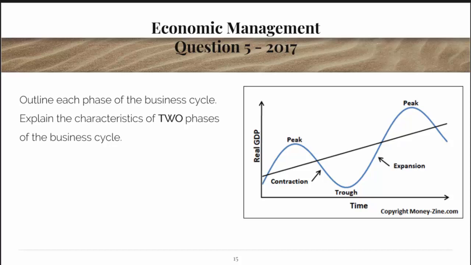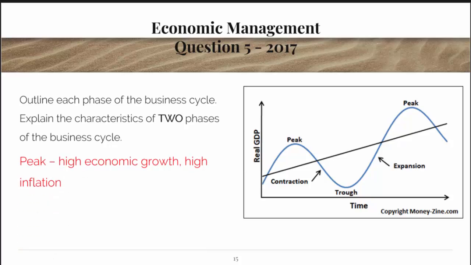Now I'm turning my attention to the second part, part 2, which looks at economic management. And here's a question. Outline each phase of the business cycle and explain the characteristics of two phases of the business cycle. Straight away, of course, I'm going to use a diagram as I've shown here, and that neatly shows the four phases. So peak, contraction, also called a downswing, a trough, and you've got an upswing or an expansion going back up to a peak.